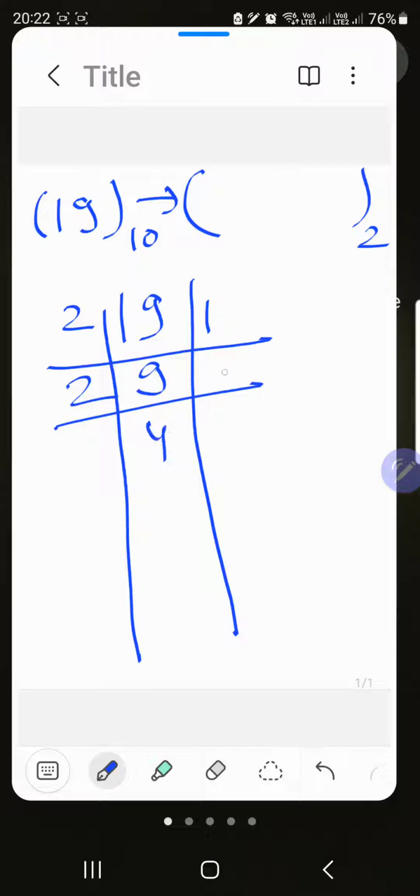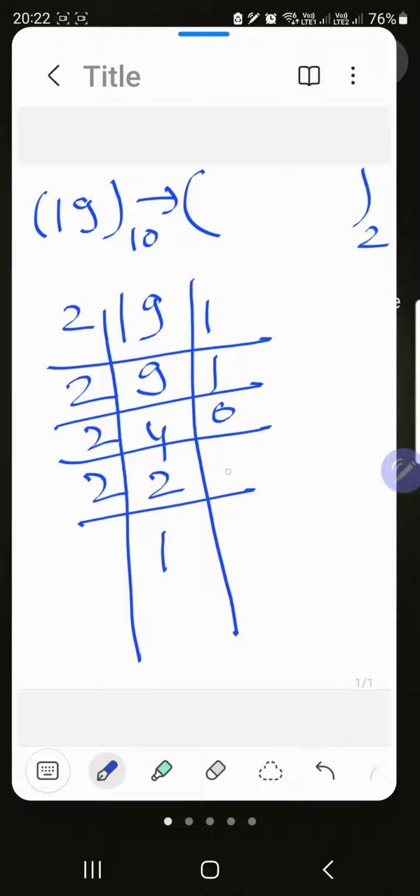2 4s are 8, remainder left is 1. 2 2s are 4, remainder is 0. 2 1s are 2, remainder is 0. Go from bottom to top. So the binary form of 19 is 1 0 0 1 1.